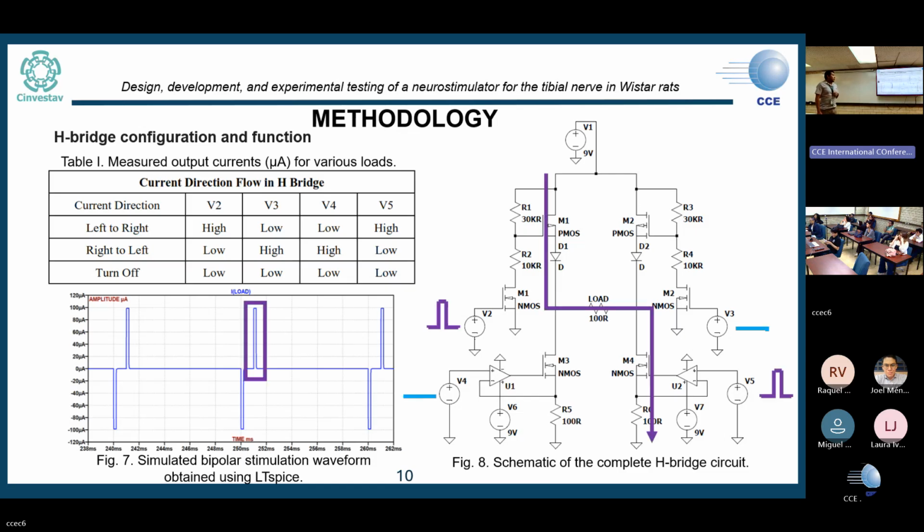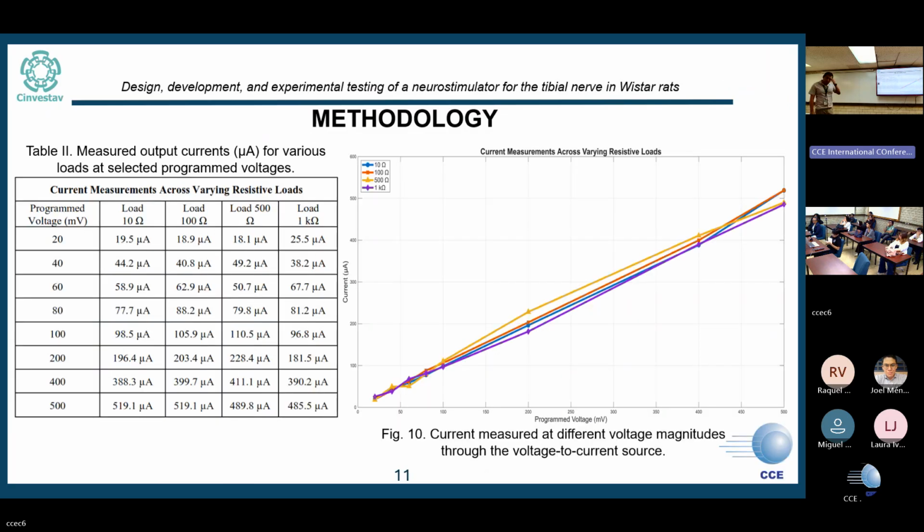So to generate the positive pulse, we activate B2 and B5. At the same time, B3 and B4 are turned off. And with this, we generate the flow of current in one direction. And in the other direction, we need to turn off B2 and B5 and activate B3 and B4. So with this we can create different waveforms. So with this simulation, we implemented all this.